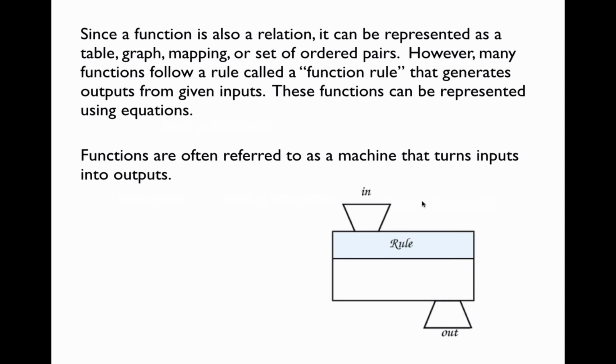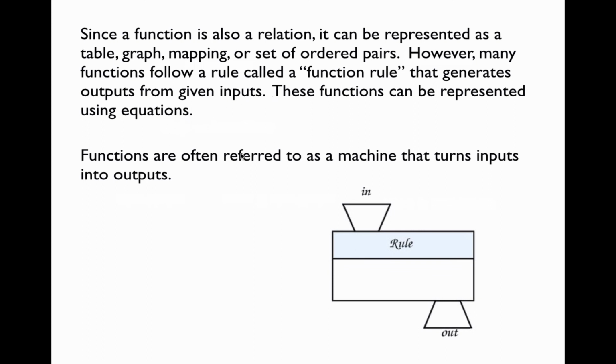Now, since a function is also a relation, it can be represented as a table, graph, mapping, or set of ordered pairs. So functions can be represented just like relations. However, many functions follow a rule called a function rule, and this generates outputs from a given input. These functions can be represented using equations.